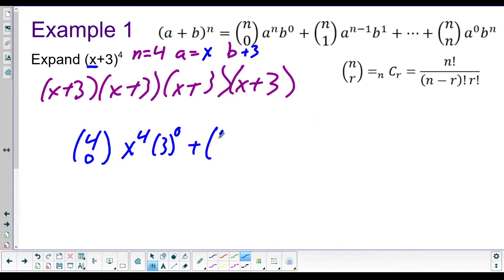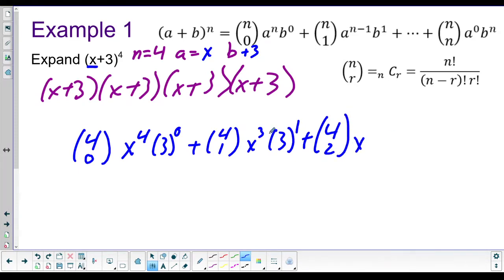So this is going to be 4 choose 1. Sorry, we don't need a fraction bar there. 4 choose 1. Decrease our exponent by 1. Increase our exponent by 1. Okay, plus 4 choose 2. I did it again. I keep trying to put fractions. 4 choose 2. Decrease our exponent by 1. Increase our exponent.